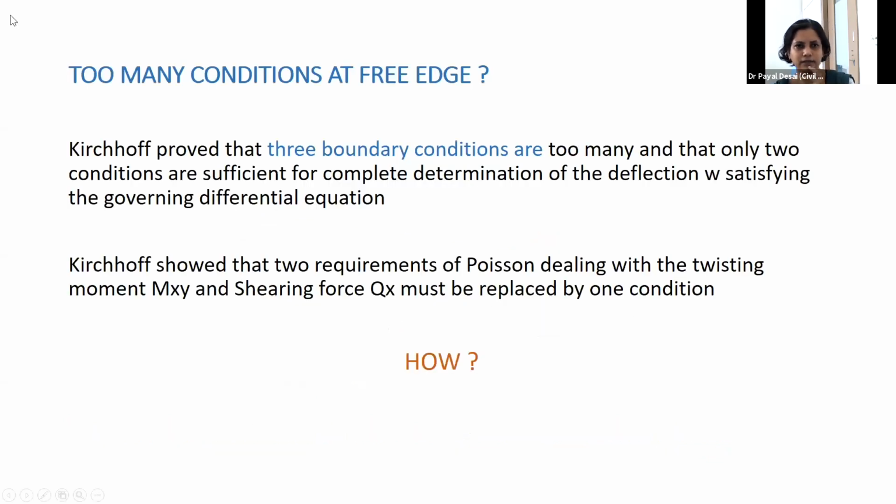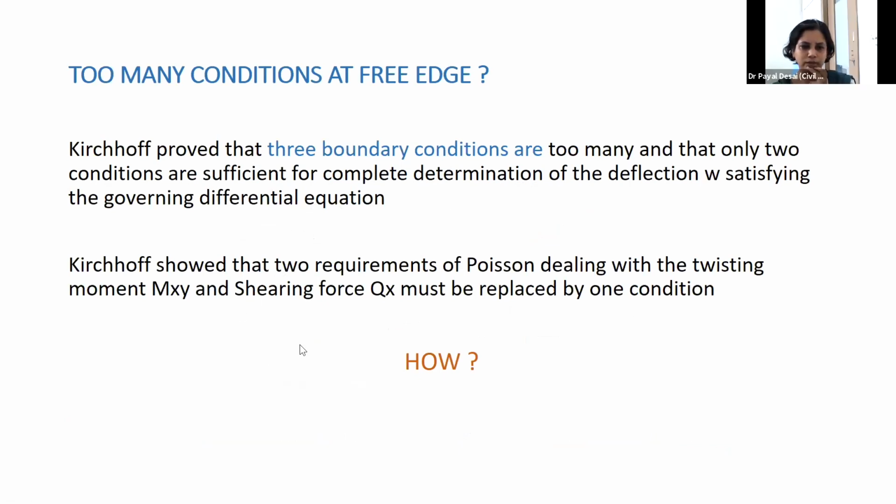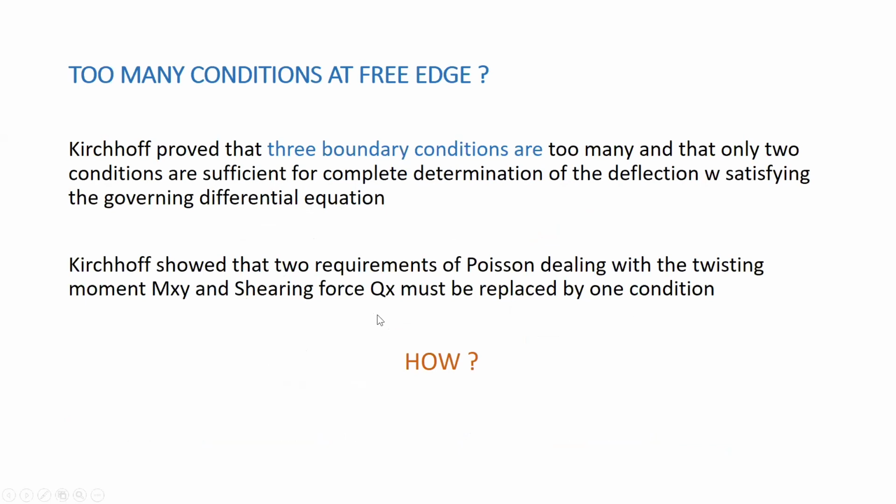It was decided that Kirchhoff proved the three boundary conditions are too many and only two conditions are sufficient for complete determination of the deflection satisfying the governing differential equation. So regarding the requirement of Poisson, Kirchhoff is saying that you may replace twisting and shear force together. And how can we do that?